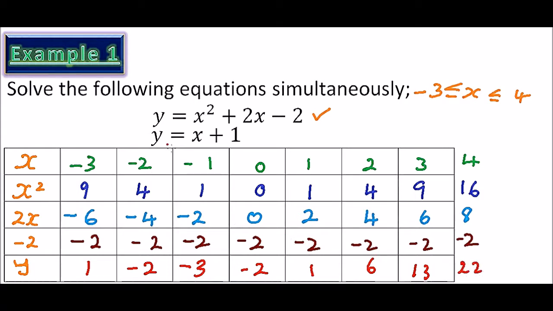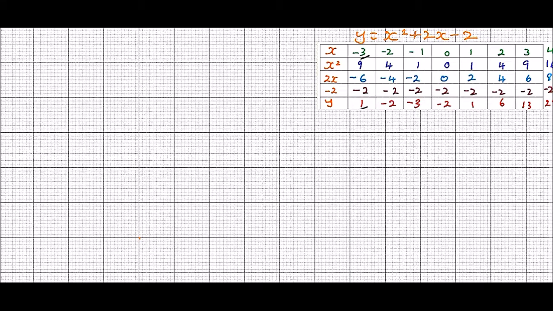So we are now able to plot the graph of y is equal to x squared plus 2x minus 2 using the values of x and the values of y. So we are going to plot the graph of the function that we have here. I have already inserted the table for convenience so that we can read the values of x and y. So we plot our Cartesian plane.